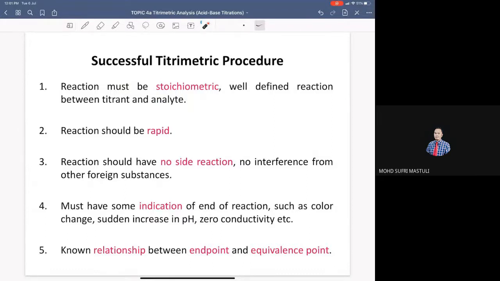The reaction between the titrant and analyte should be very rapid, and if possible have no side reaction. The reaction should show some indication when we reach the end of reaction, because we add the indicator to the analyte. For example, the common ones are a color change, a sudden increase in the pH, or a change in conductivity. But normally in titration, we observe the color change. So we know the relationship between the endpoint and the equivalence point. Those are several tips for successful titrimetric analysis.